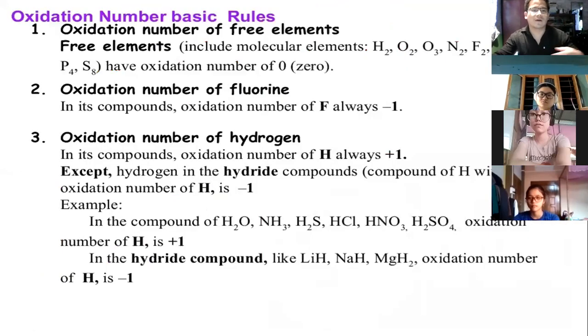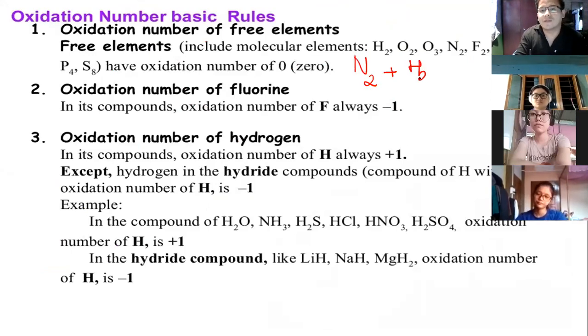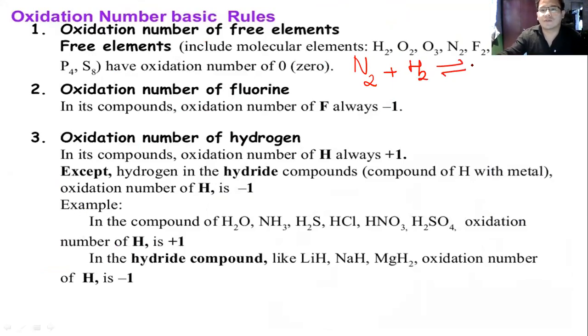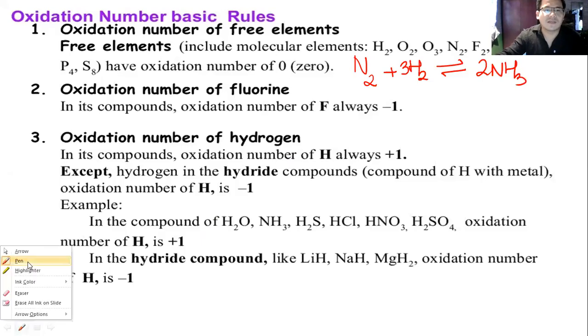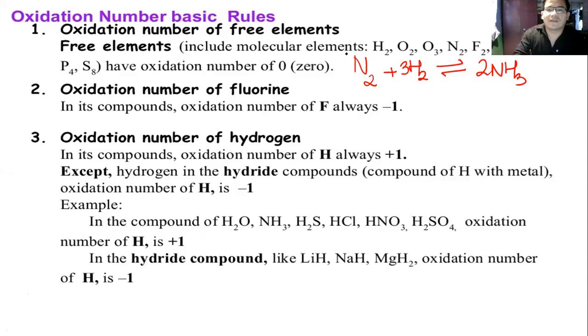Some of the rules are: number one, oxidation number of free elements, they are always going to be assigned 0. Oxidation number of free elements will be assigned 0. For example, let us see some of the important reaction which takes place in Haber's process. Nitrogen and hydrogen, if you react, you're going to get ammonia. So now let us assign the oxidation state. So rule number 1 says that the oxidation state of free elements, which means in the uncombined state, the oxidation state will be assigned 0.